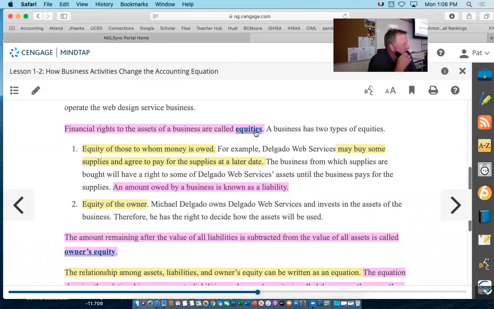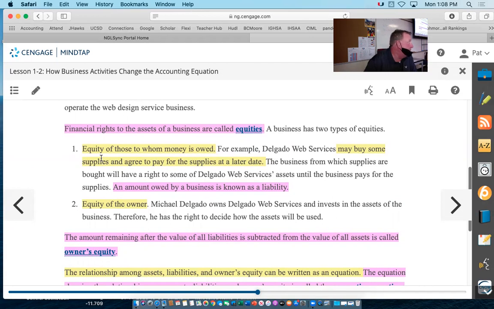So owner's equity means that financial stuff that you have, the ownership of this sole proprietorship is mine. As a sole proprietorship, all the equity is yours. All the sweat equity, it's not some partner. You don't have a partner. It's not a corporation with a bunch of investors that are putting money in. It's you, right? So equity is for whom the money is owed.